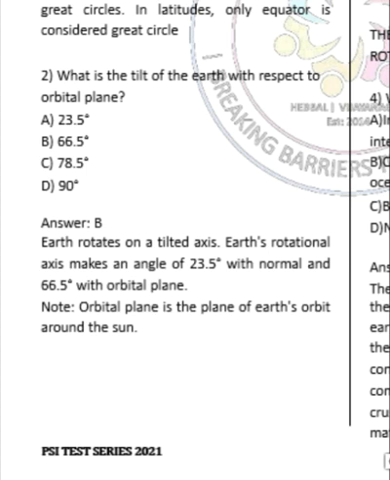Question number 2, it is asking what is the tilt of the earth with respect to the orbital plane. You all know that earth is tilted 23.5 degrees with the normal and 66.5 degrees with the orbital plane. So here the correct answer is option B, 66.5 degrees.